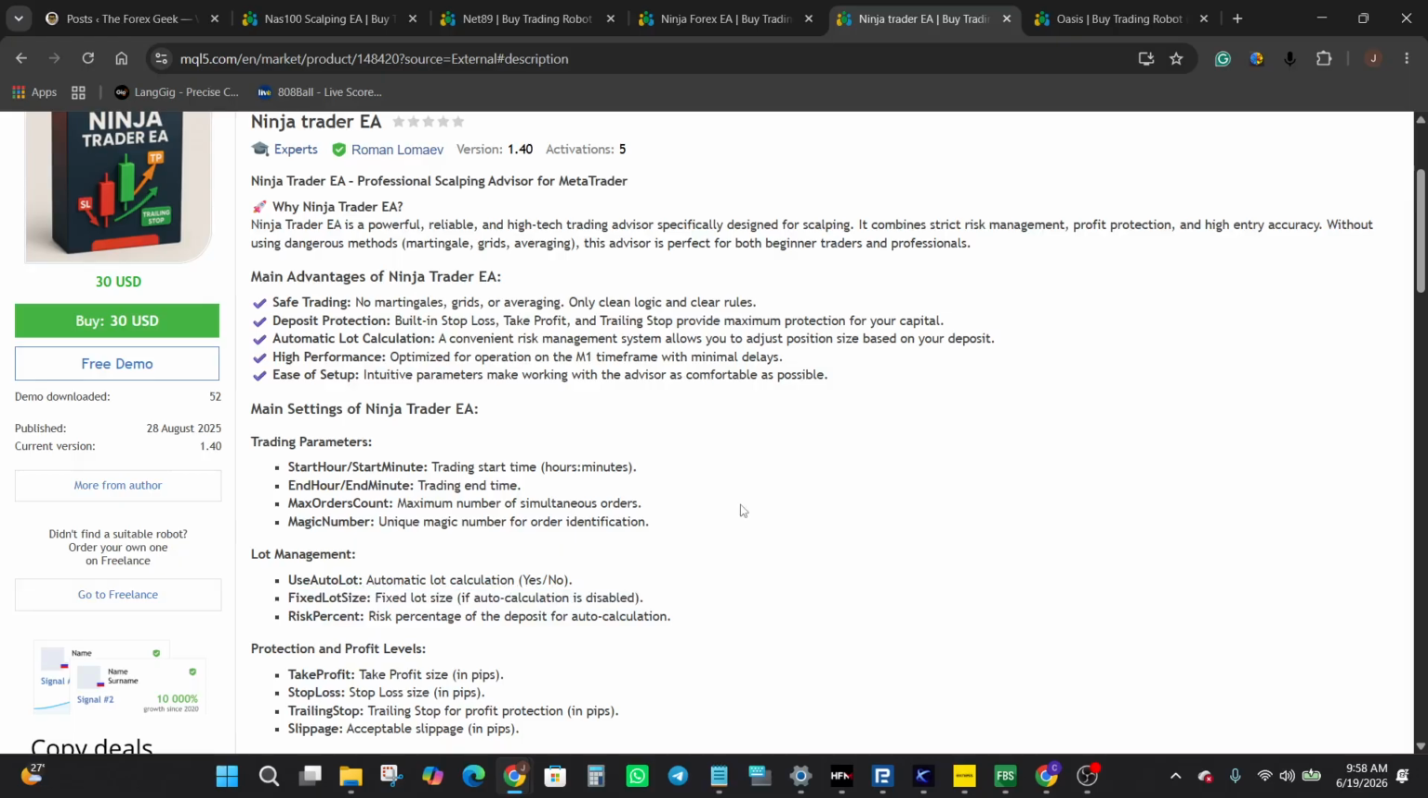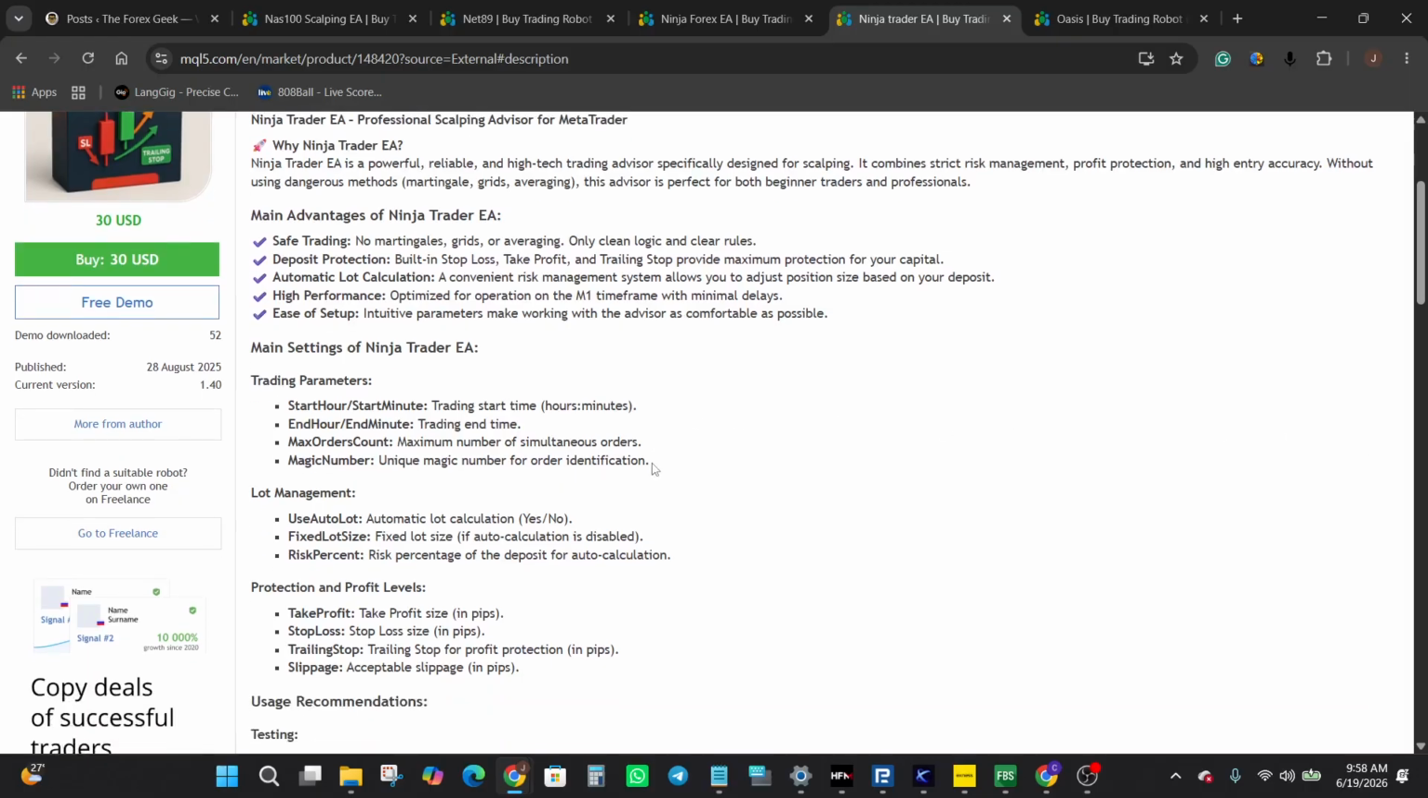Now, looking at the configuration options, there are dedicated parameters for trading hours, allowing users to define specific start and end times for EA activity. There is also a maximum order count setting, helping control the number of simultaneously open positions, along with a unique magic number parameter for trade identification.